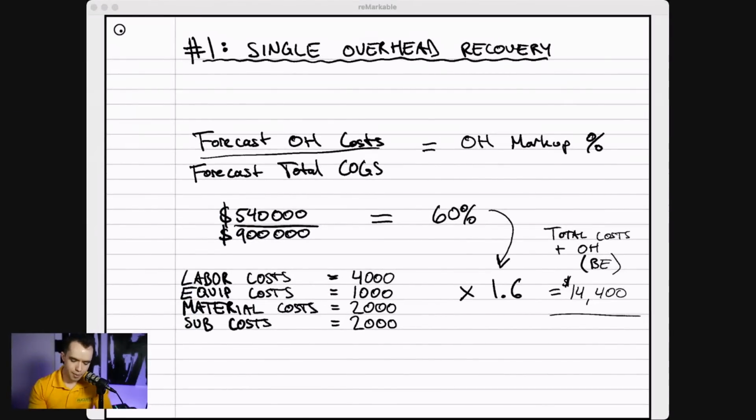But when we look at overhead, we're talking about everything from rent on your office. We're talking about office salaries, wages. Some people would put fuel in overhead. Fuel is not considered overhead. It's considered direct cost. We'll talk about that later. But there's other things that go into overhead.